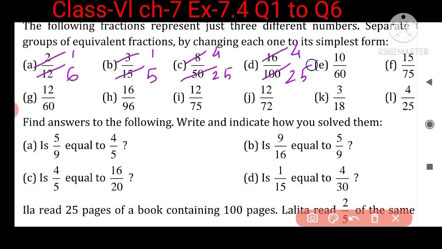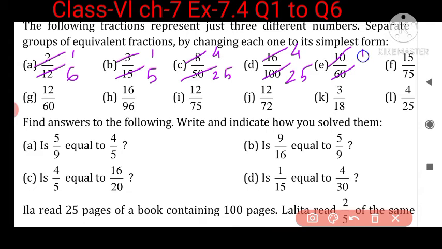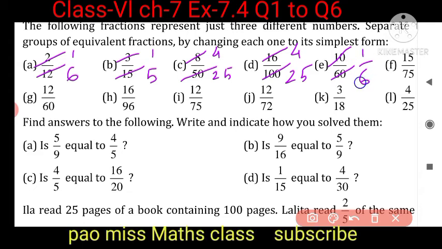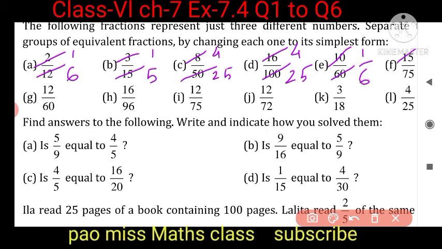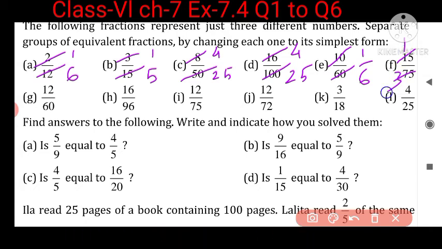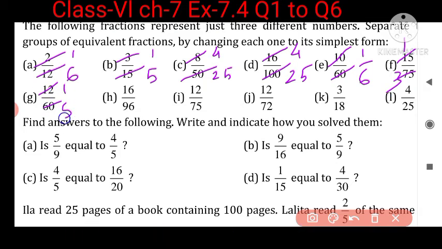and 4 25s are 100, isn't it? 4 25s are 100. Now again 10. This can be cancelled with what? 1 upon 6. 10 1s are 10, 10 6s are 60. Now again 15. 15 1s are 15 and 15 3s are 75. So what did we get? 1 upon 3 here. Now 12. 12 1s are 12, 12 5s are 60, isn't it?